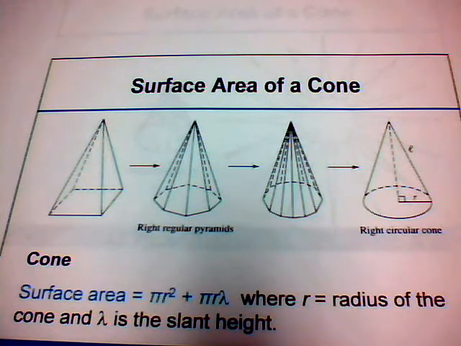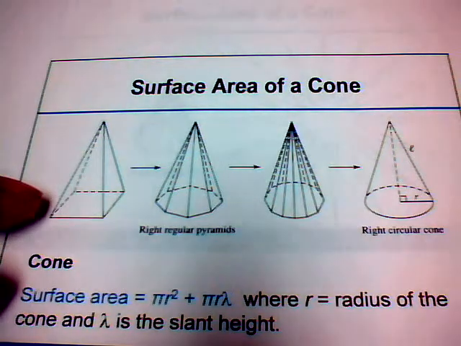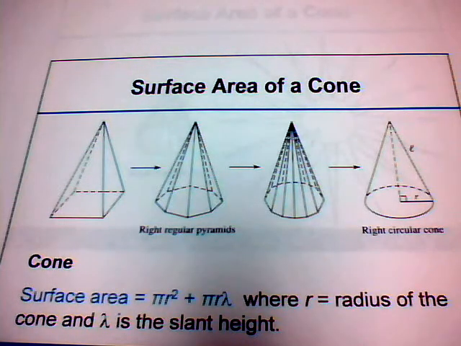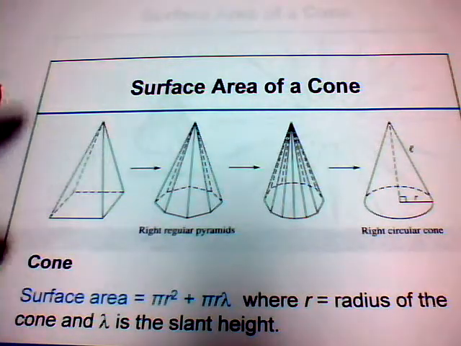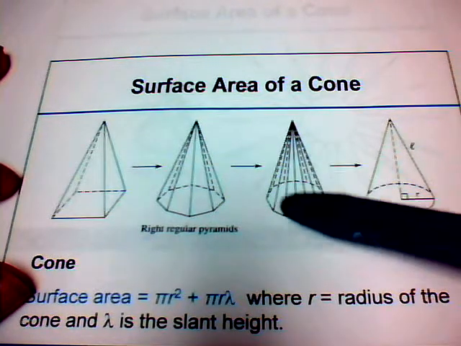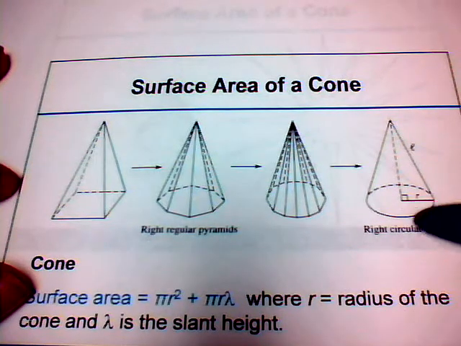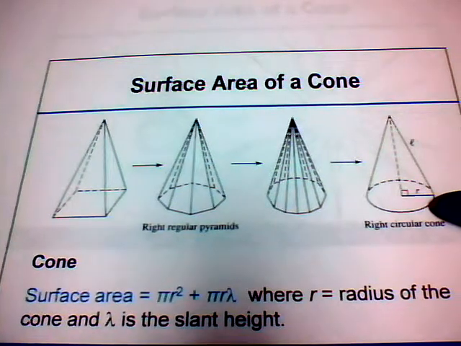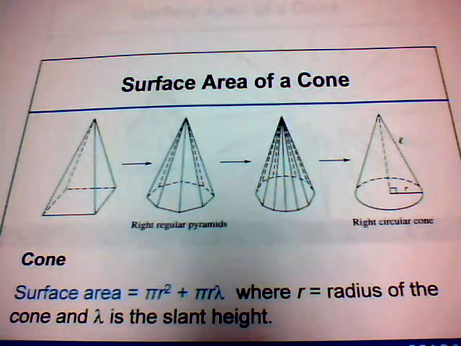Okay, all right, the next thing we'll look at is the surface area of the cone. If you take a right square pyramid like this, or a right regular pyramid, it doesn't have to be a square pyramid, and increase the number of sides of that base, you'll see as you continue to increase the number of sides for the base, it will get close to a cone, close to a circle. So instead of a right regular pyramid, you're going to have a right circular cone, where a radius is given and a slant height is given.